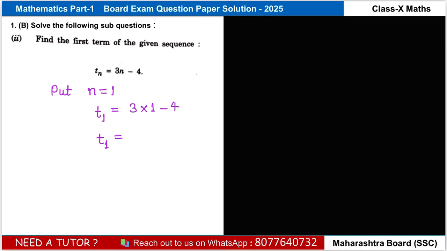So t1 is equal to 3 1 जा 3, minus 4. 3 minus 4 will give you minus 1.